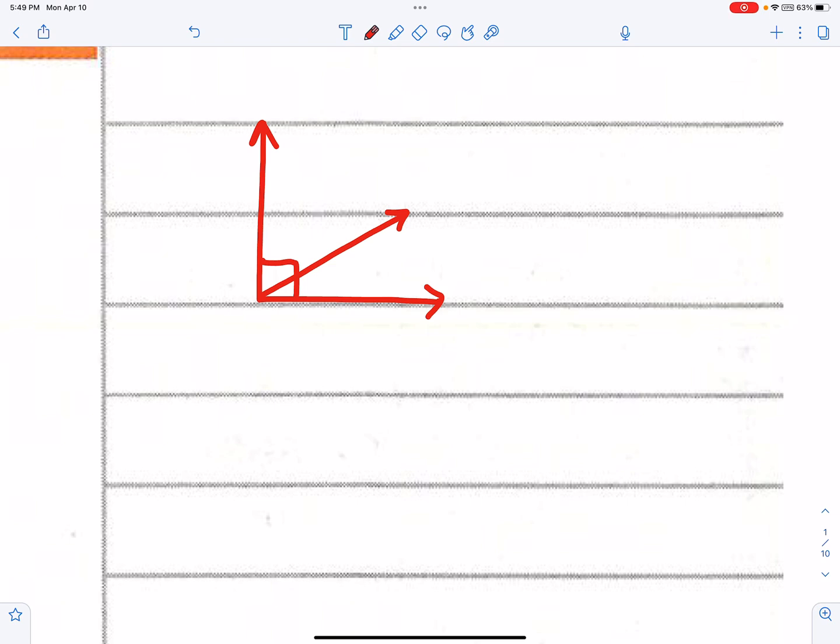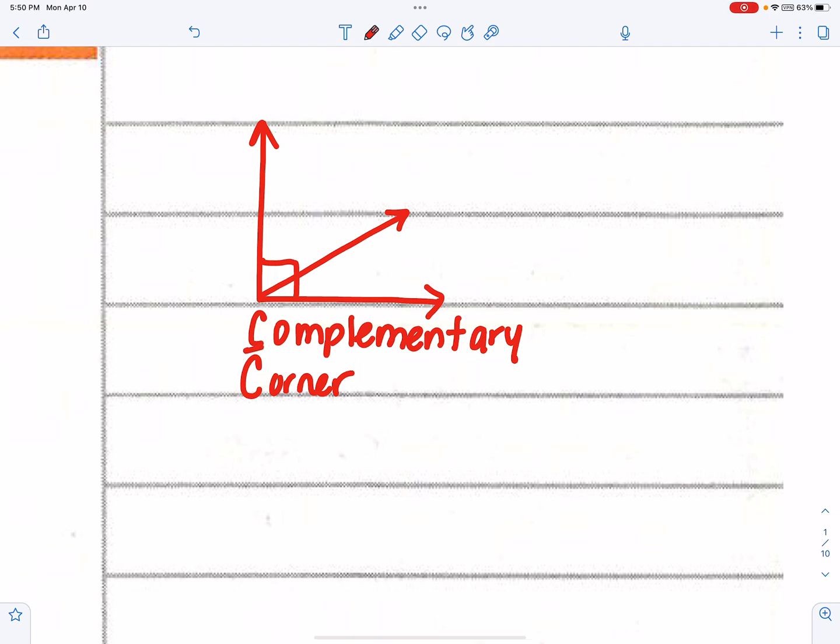The concept that we're learning is that a complementary angle is going to total the degrees of a corner. So remember, complementary and corner. We have angle A and angle B, and that just means that angle A plus angle B is always going to equal 90 degrees, okay? And that means that those two angles are complementary angles.